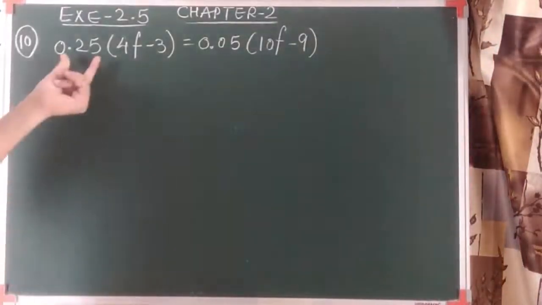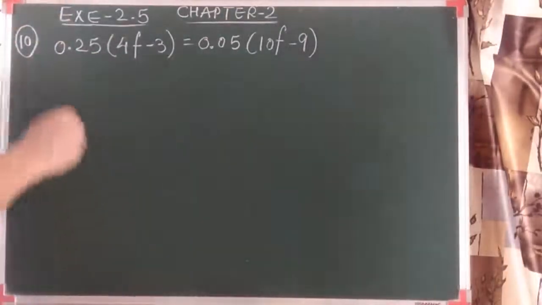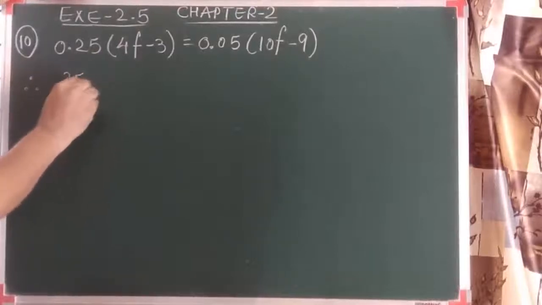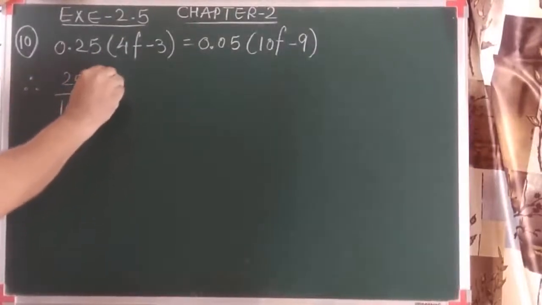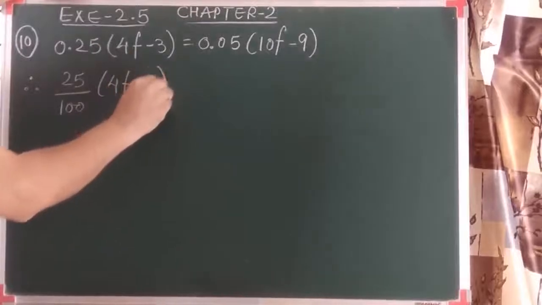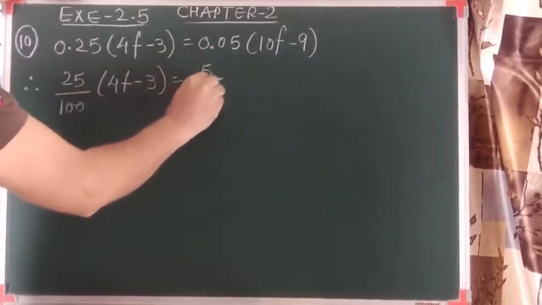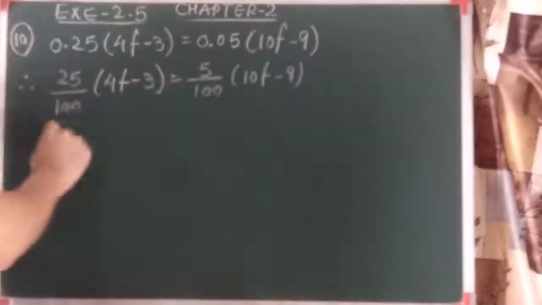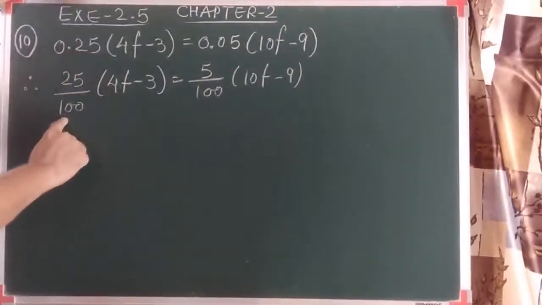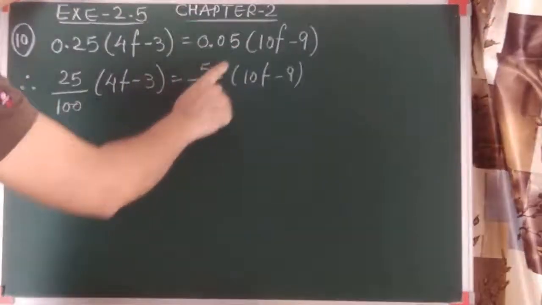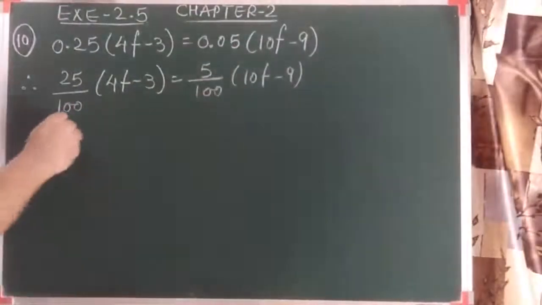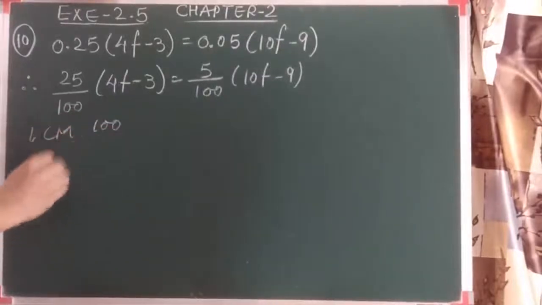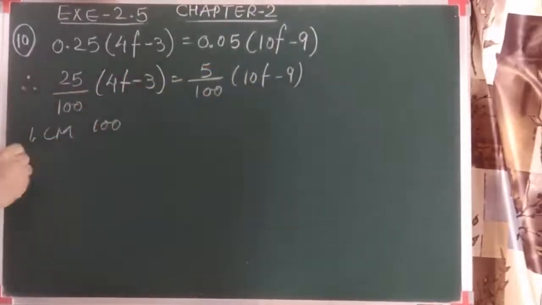So what we'll do, let's convert this decimal into the fraction. We are going to obtain this in the fraction form. So 25 by 100, the rest of the terms remain as it is. 5 by 100, and the rest of the terms as it is. You know why I have written 100? Because there are 2 digits after the decimal, so there must be 2 zeros. 2 digits, so 2 zeros. Now as they are fractions, let's take the LCM. The LCM is 100. So let us multiply both the terms with 100.